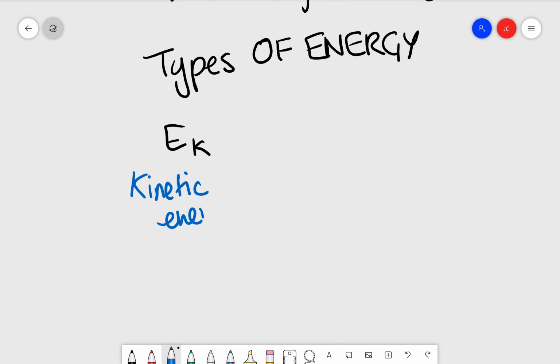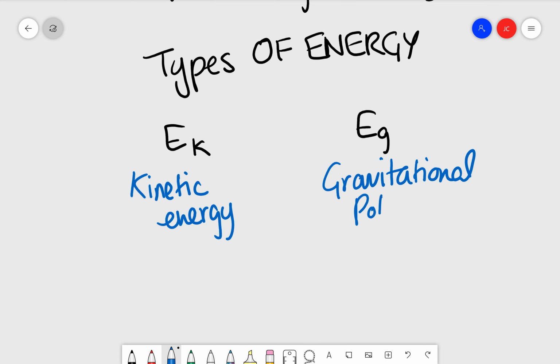Kinetic energy. And the second type of energy we're going to deal with is EG, and that is gravitational potential energy. Sometimes you might just see gravitational energy. It's the same thing. Not everyone says the potential. Note this is a lowercase k. I know it doesn't really look like it. I'll try and make that a little clearer. So this is kinetic energy, gravitational potential energy. Those are the two types of energy we're focusing on here.